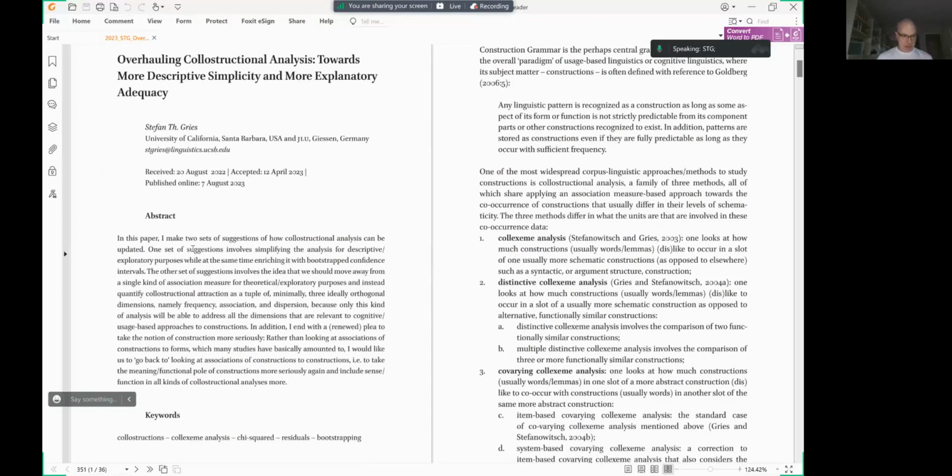The abstract says: in this paper, I make two sets of suggestions of how collostructional analysis can be updated. One set of suggestions involves simplifying the analysis for descriptive exploratory purposes, while at the same time enriching it with bootstrapped confidence intervals. Okay, so that's the first of apparently several suggestions, minimally 2, because that's what I say here.